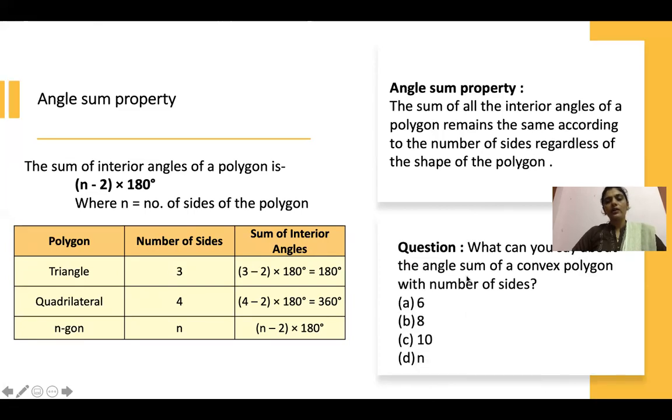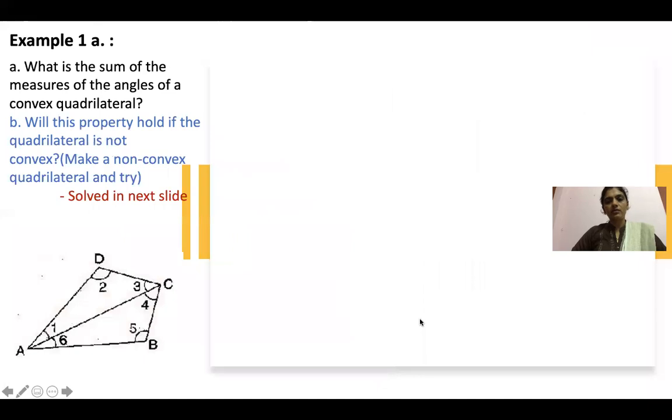Now, can you find the angle sum of convex polygon with these number of sides? Now you can easily find this. Now let's come to the question.